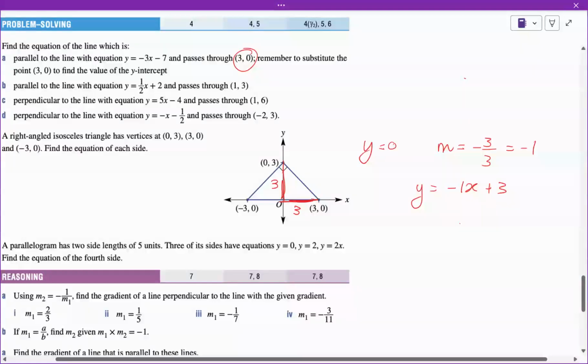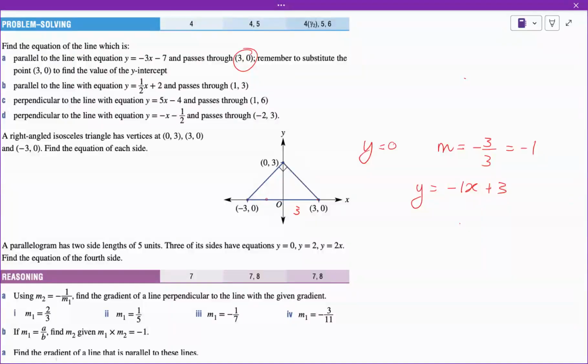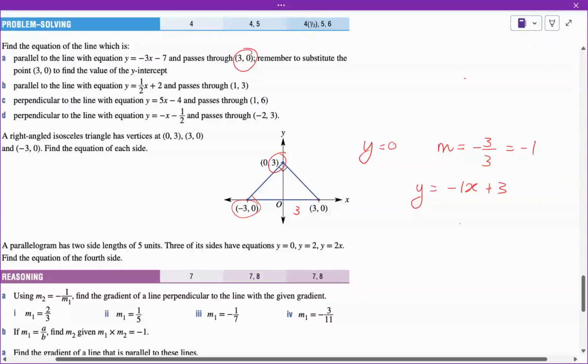If we look at the other side, it's really going to be the same thing. The rise over the run between these 2 points, well, we're going across by 3, so my run is 3, and my rise is also 3. So the rise over the run is going to be 3 over 3, which is 1, and it's going up, so it's a positive gradient. So y equals 1x, and the y-intercept there is 3. All right, hope that makes sense.